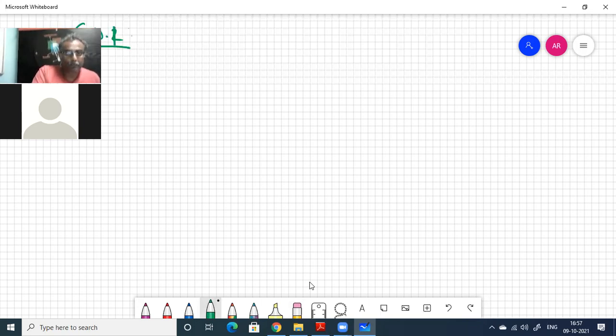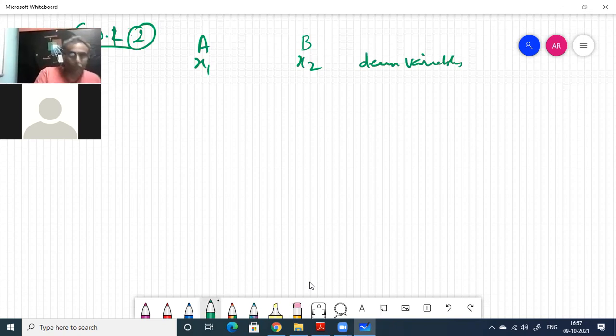Okay, 10.1, sum number 2 we have to do. A company produces 2 types of products, A and B. Again, A and B are 2 types of products. Let us say x1 units of A are produced and x2 units of B. These are the decision variables. The profits on the 2 types of products are 30 and 40 rupees.